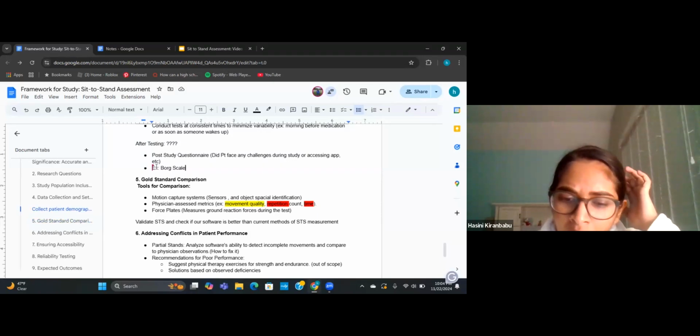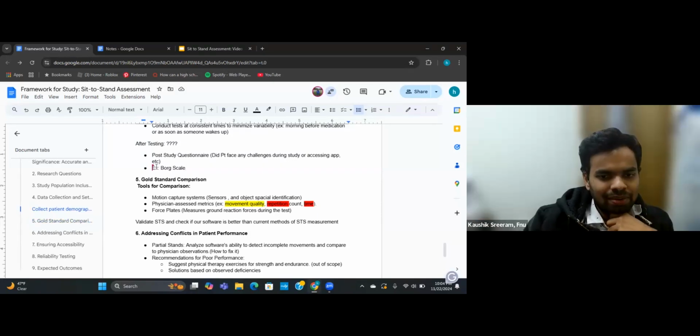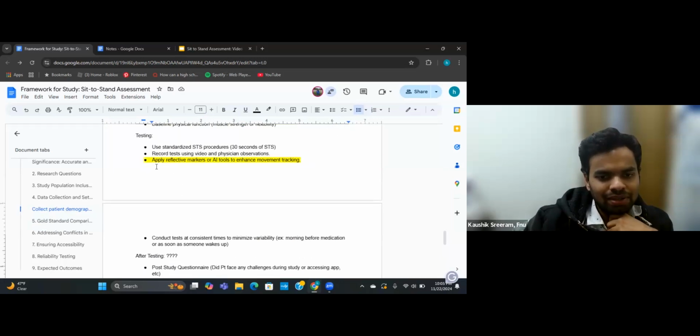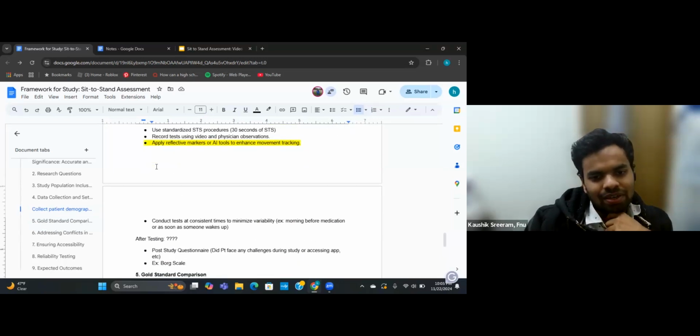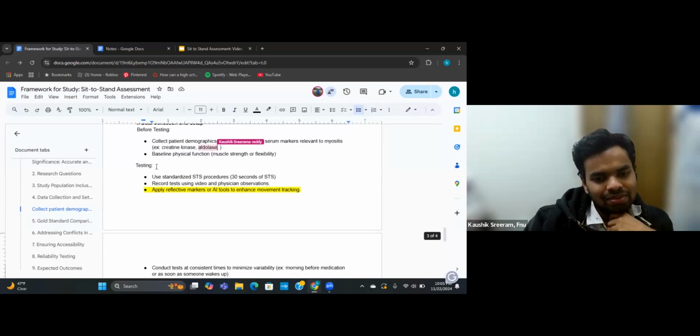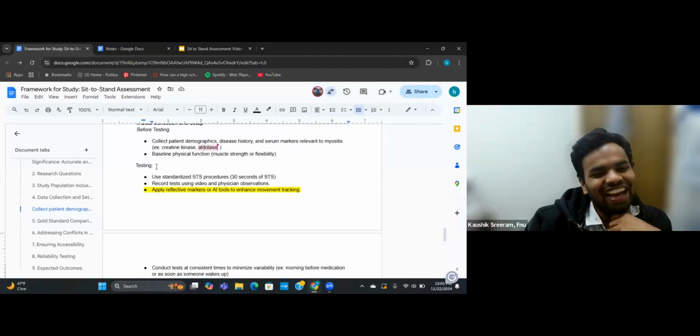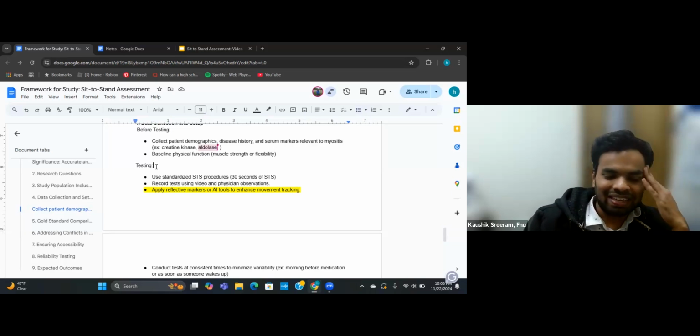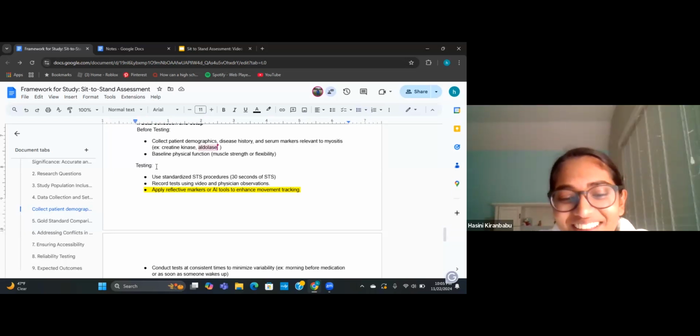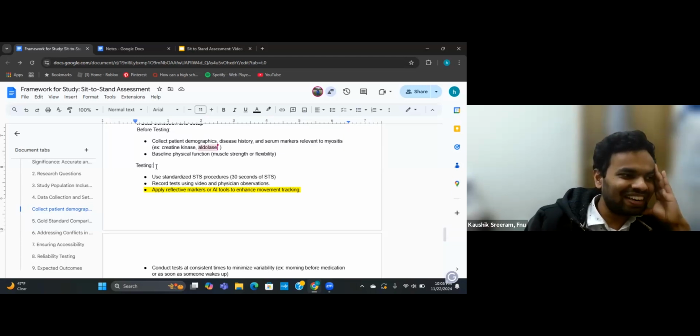Okay. Then when you go before testing, you will collect demographics, disease history, serum markers. I don't know aldolase. I'm not sure how many people would even do that, if I'm being honest. I Googled serum markers for myositis because you mentioned it last class, and I just wrote two. Okay, that's good. You can look up other markers as well. I've just not had the time to do it. It's been 4 months already, and it's high time I read up about this disease.